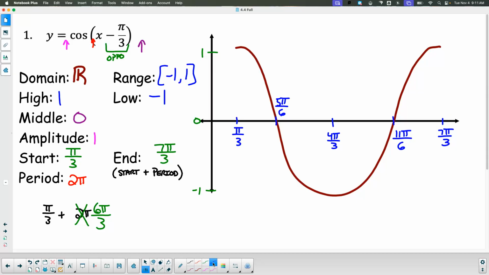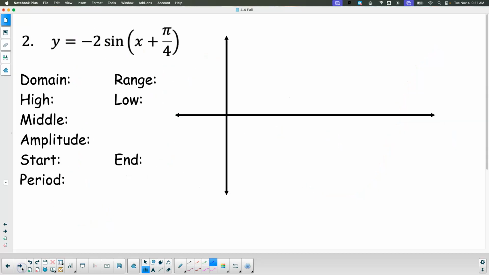Want to try one on your own, or do you want me to do another one? Try it on your own? Okay. All right. Try that one on your own. Take the easy one first. Domain, all real numbers. Amplitude is 2. Middle is 0, which means we go up to 2, down to -2. Makes my range 2 to -2.